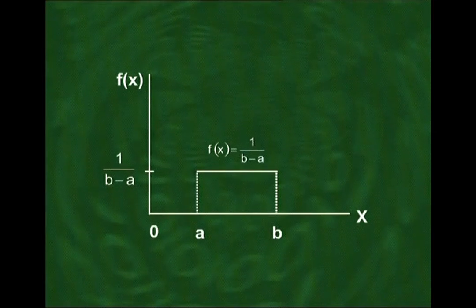As you see on the slide, if f of x is equal to 1 over b minus a, this means that the height of my curve, which in this case is a straight line, is equal to 1 over b minus a for all the x values under consideration, that is, all the x values from a to b. Because it is a horizontal line, we can say that it is a uniform distribution. Also, it is interesting to note that we obtain something like a rectangle, and therefore, this is also called a rectangular distribution.